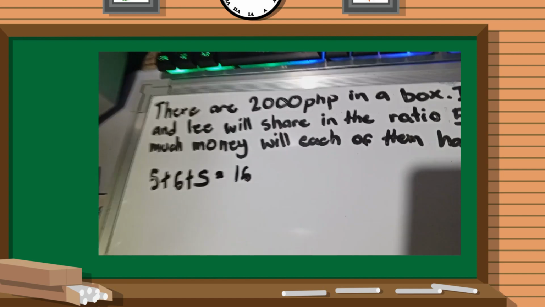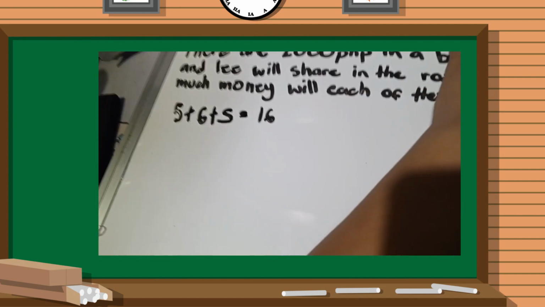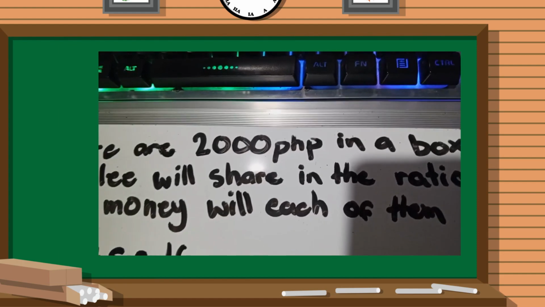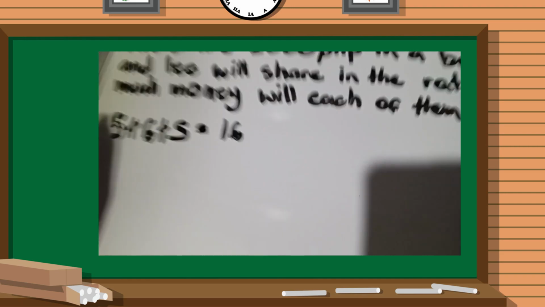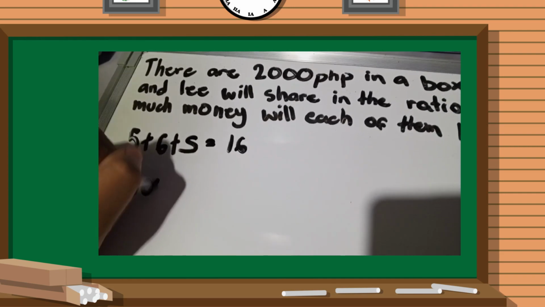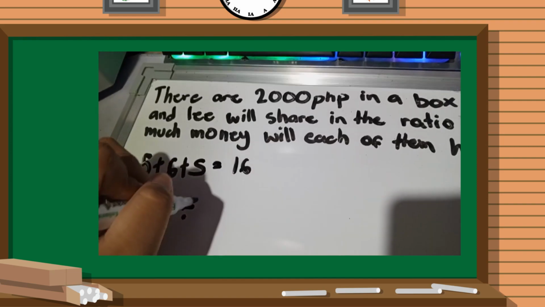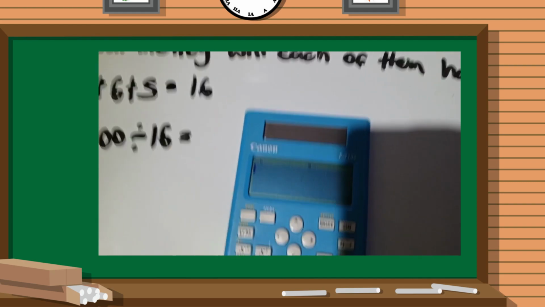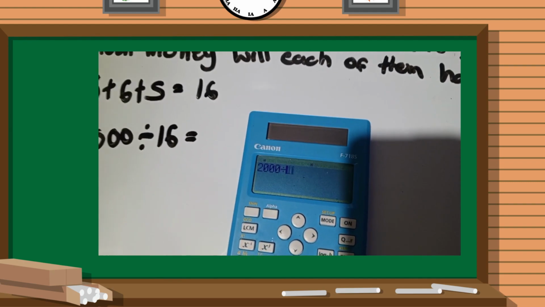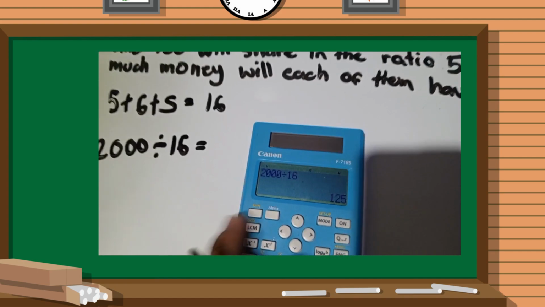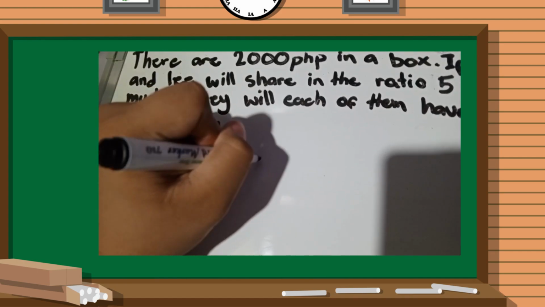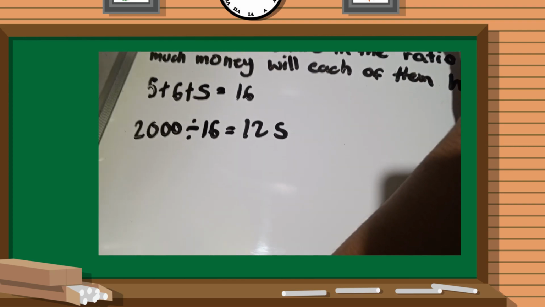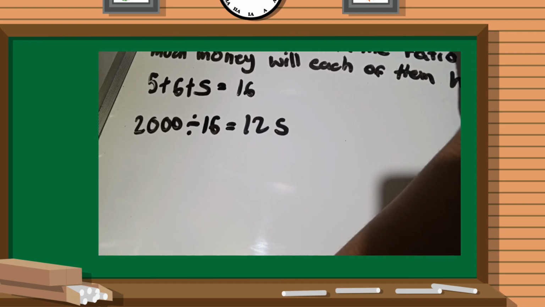So the next step is to divide the base by the sum. So our base is 2,000 and we will divide it by the sum. So 2,000 divided by 16 is equals to, let's check, 2,000 divided by 16 is equals to 125. The answer is 125. After finding the answer, our next step is multiply each quantity by the quotient.